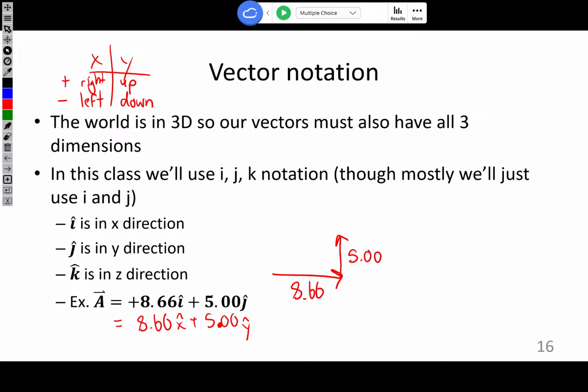We draw a vector that's pointed up. And so what is the direction of A? We start at the beginning. We find the end. Boom. There's A. The direction of A points to the right. How much does it point to the right? 8.66. It points up. How much up? 5. Ta-da, we made a right triangle.